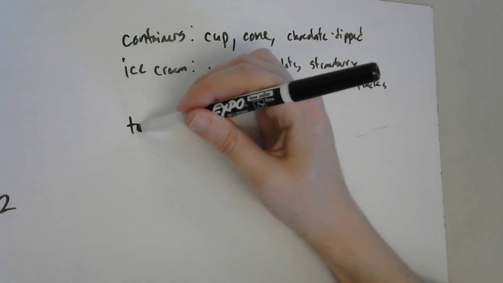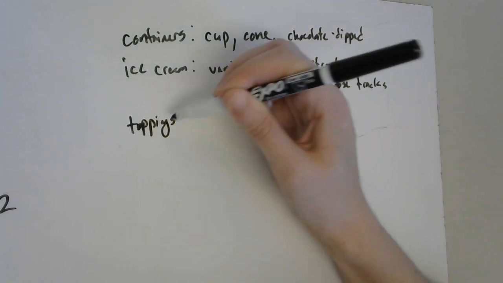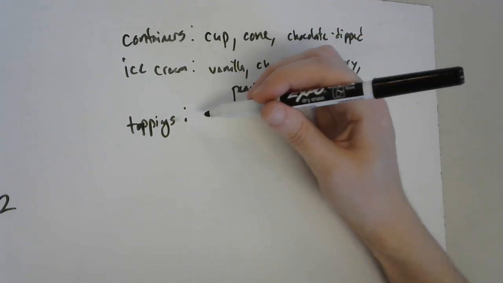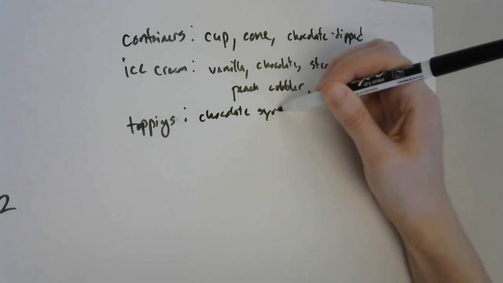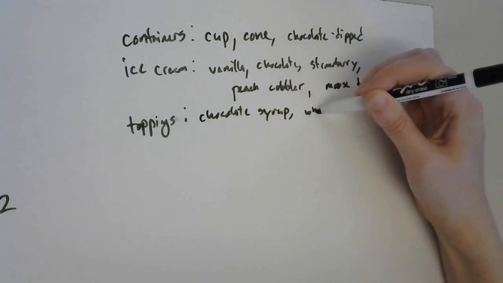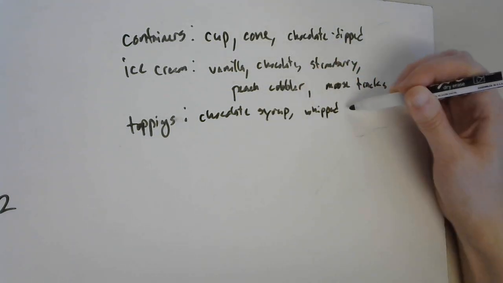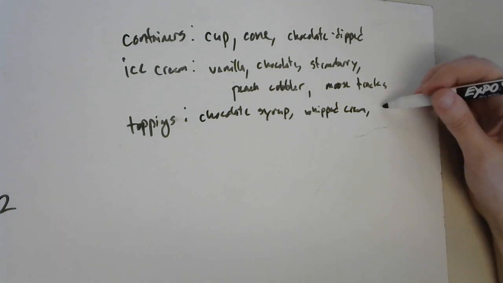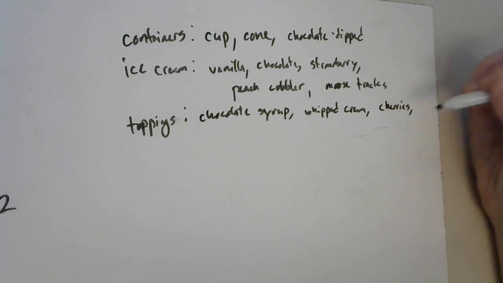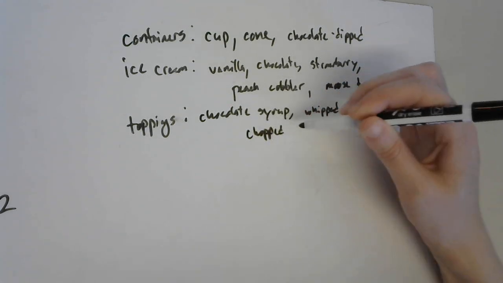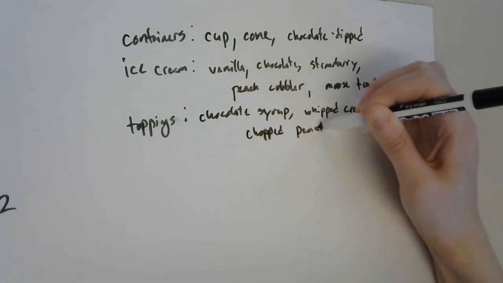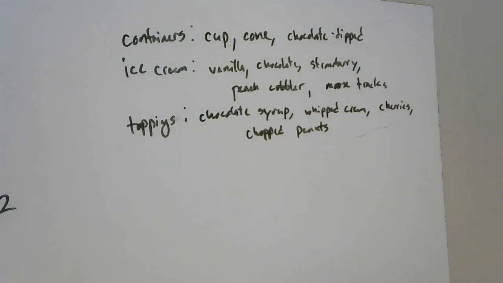We've got toppings available, like say chocolate syrup, whipped cream, cherries, and some chopped peanuts. So the question is, how many ice cream bowls can you make with these choices?